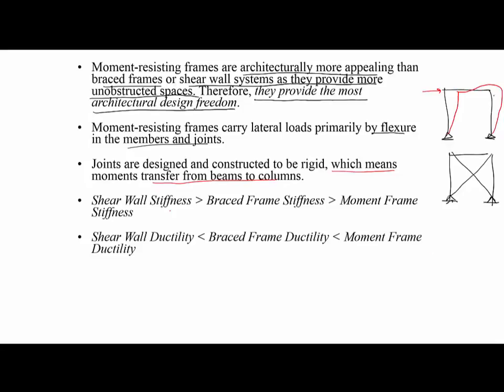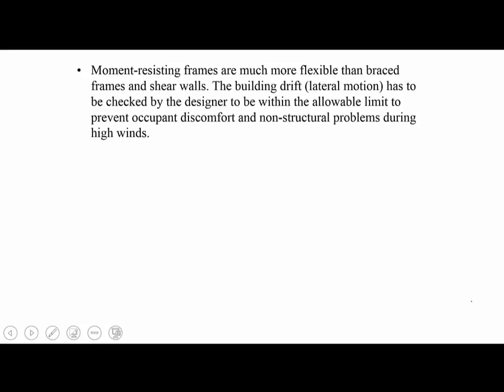Generally, among these vertical lateral resistance systems that we looked at, the largest stiffness belongs to shear walls. After that, we have brace frames, and after that we have moment frames. In terms of ductility, it's just the other way around. The moment frames or rigid frames have the largest ductility. After that we have brace frames, and after that we have shear walls. Then remember that shear walls provide the largest stiffness, after that brace frames, after that moment frames, but the other way around for ductility. Moment resisting frames are much more flexible than brace frames and shear walls.